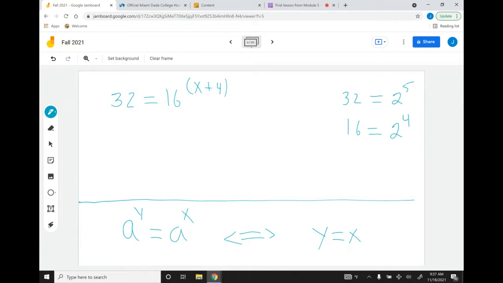Okay. This is something that you're going to learn a lot this semester, learning how to write numbers with the same base when possible. That doesn't mean that two numbers will always have the same base. That's not the case. It just happened that 32 and 16 do have the same base, which is 2. So I'm going to write it this way now. I'm going to write 2 to the 5th here equals 2 to the 4th. But don't forget that this thing has an exponent like that.